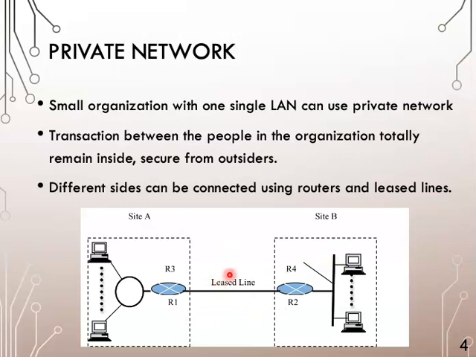A larger organization with several sites can create a private internet, and the local area networks at different sites, as I said, can be connected using routers and also leased lines. In other words, an internet can be made out of private local area networks and also private wide area networks.